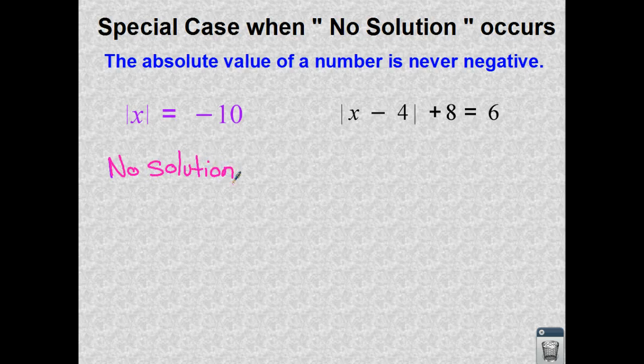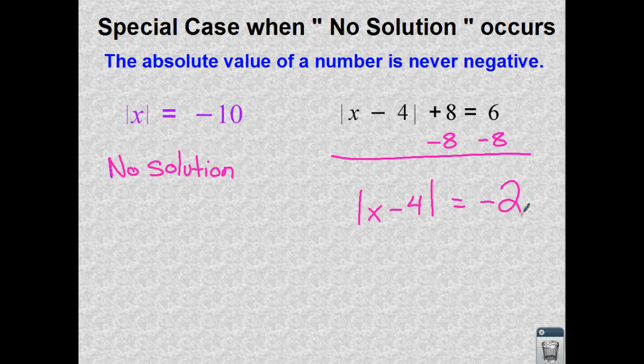And then in the second problem, I see that I have my absolute value. I'm adding 8 to it, and it should be equal to a 6. So before I do any work with this absolute value, we must get rid of this positive 8 to be able to study what's going on with this x. So let's do our inverse operation. Subtract 8 from both sides.